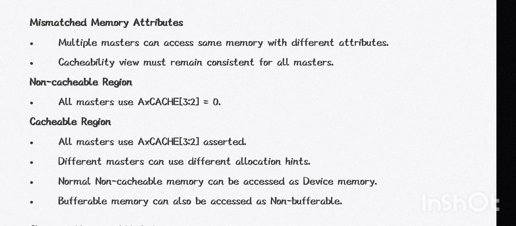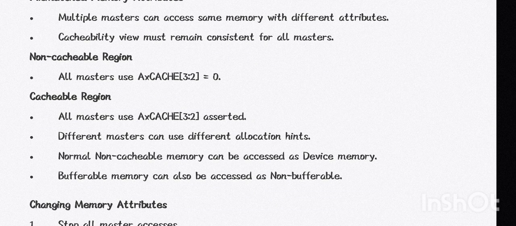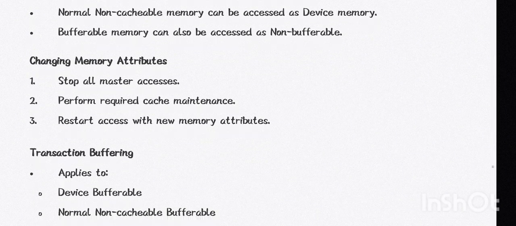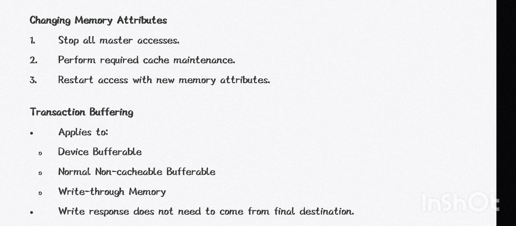In a cacheable region, all masters use ARCACHE[3:2] asserted. Different masters can use different allocation hints. Normal non-cacheable memory can be accessed as device memory. Bufferable memory can also be accessed as non-bufferable. To change memory attributes: stop all masters' access, perform required cache maintenance, and restart with new memory attributes.